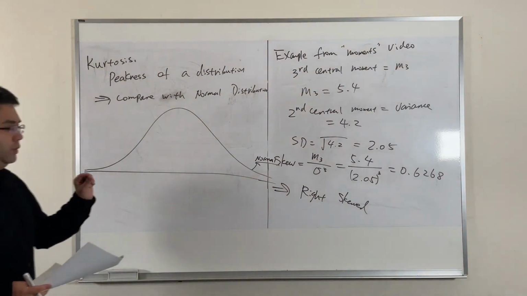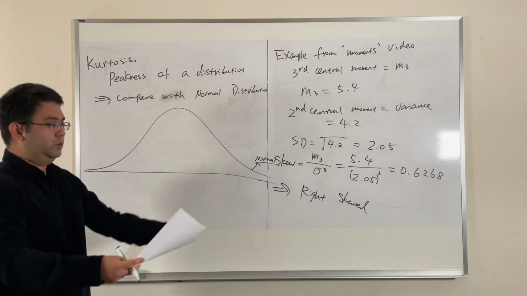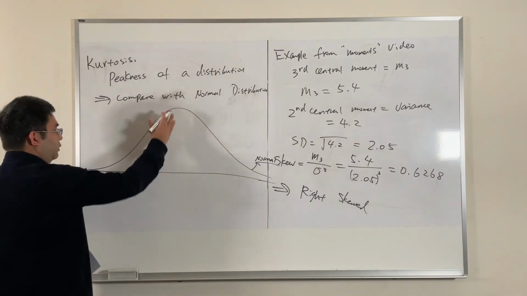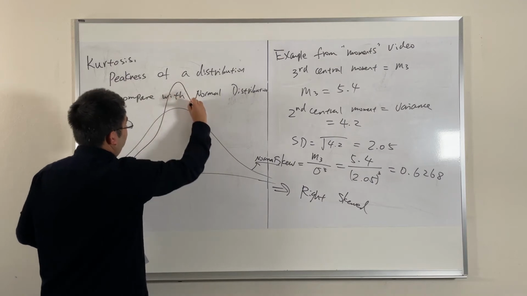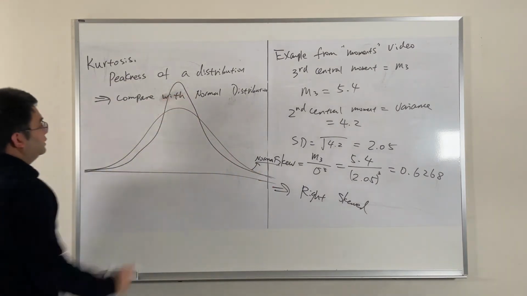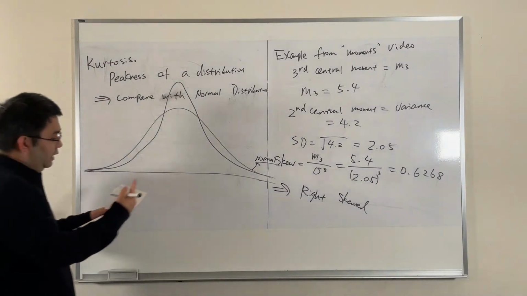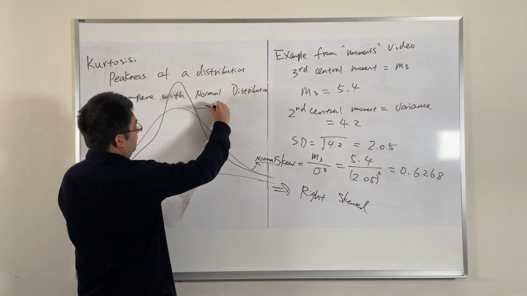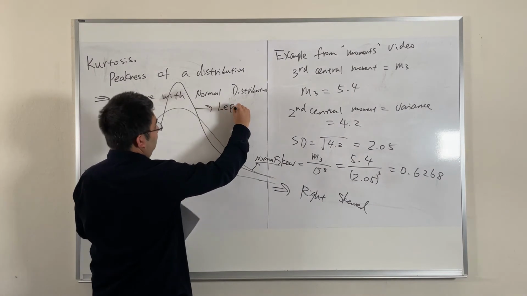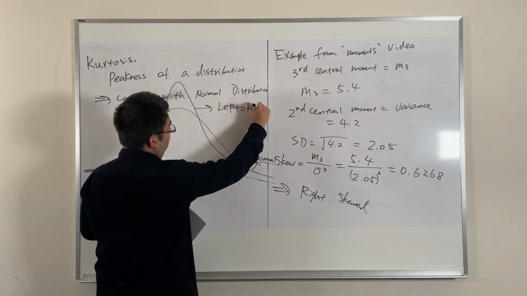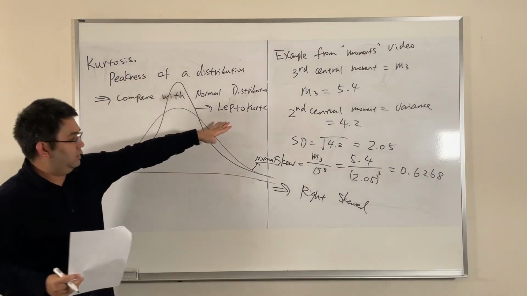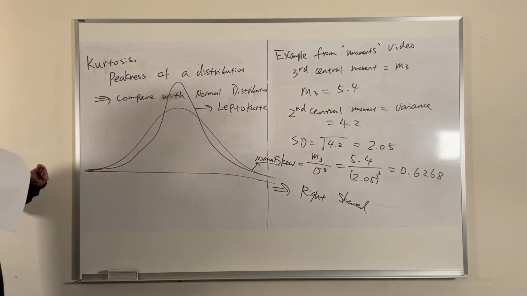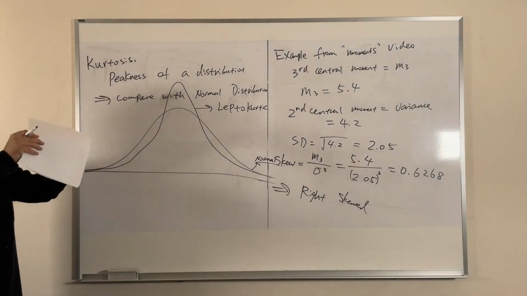If the distribution from our data set, the distribution we have on hand, is steeper, or the peak is higher than the normal distribution, like this, where the peak is above the normal, this type we call leptokurtic. So the peak is higher than the normal distribution.